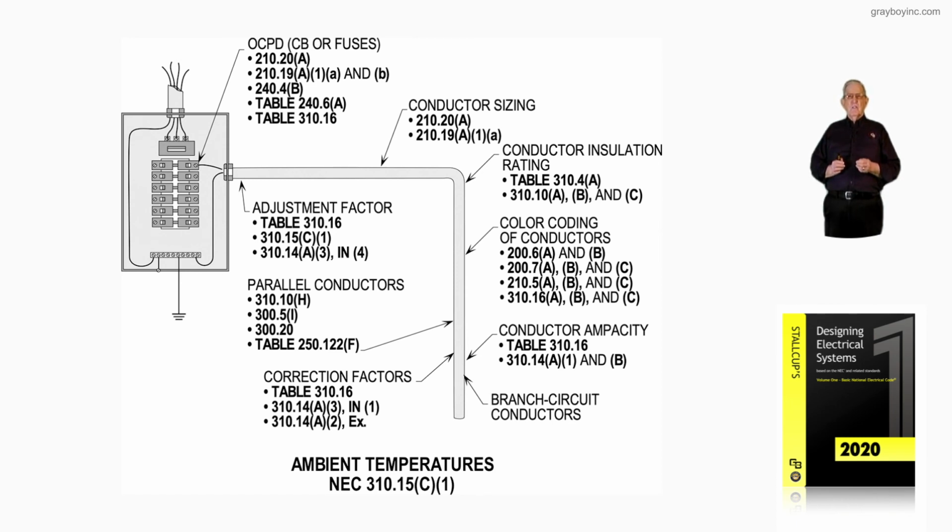Now, the conductor ampacity is Table 310.16 and 310.14(A)(1) and (B). Now, you can see here in this illustration all the important information referencing the designer, installer, maintainer, or inspector to sections that will aid them if they need these sections to help them, along with ambient temperatures in accordance with Figure 14-16.